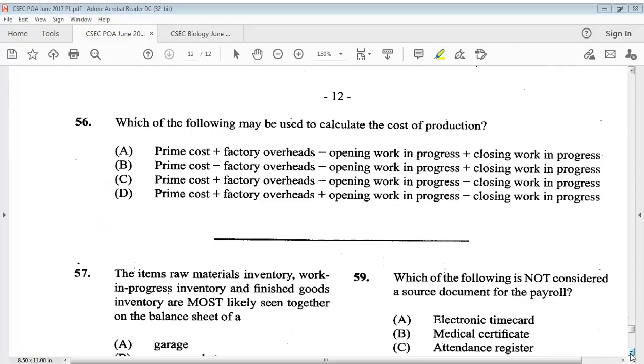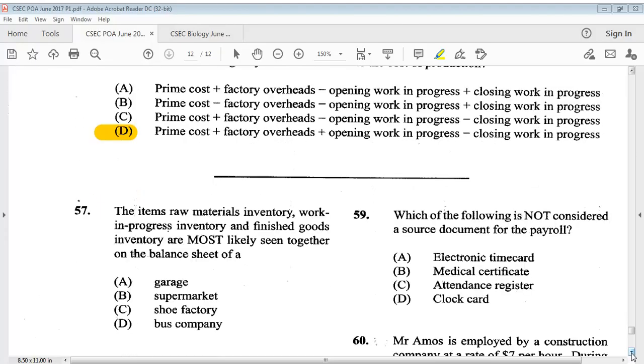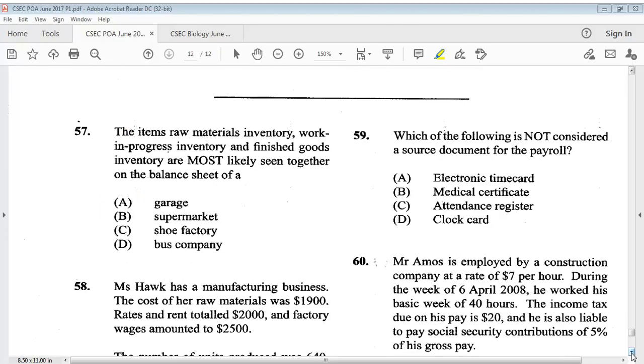Which of the following may be used to calculate the cost of production? We know that the answer is D, prime cost plus factory overheads plus opening work in progress less closing work in progress. 57 says the items raw materials inventory, work in progress inventory, and finished goods inventory are most likely seen together on the balance sheet of a... we know that is C, shoe factory.